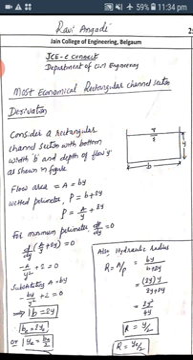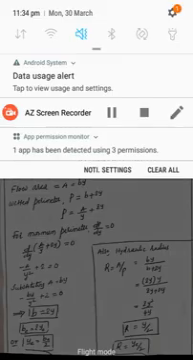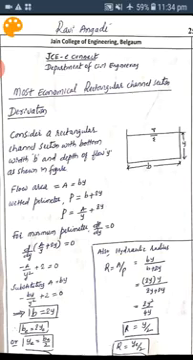Let us consider a rectangular channel section with a bottom width B and depth of flow y, as shown in the figure. Since it's a rectangular channel section, the flow area can be written as A equals B into y.